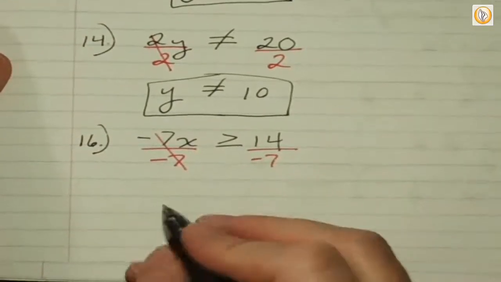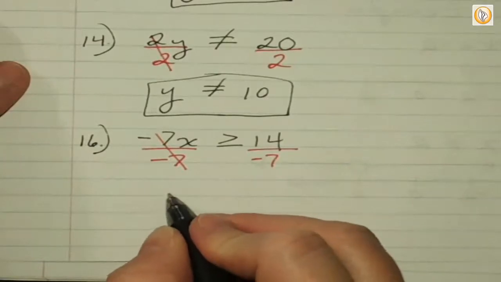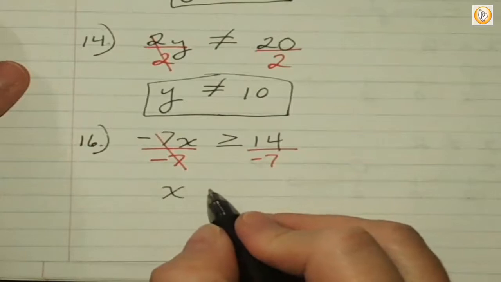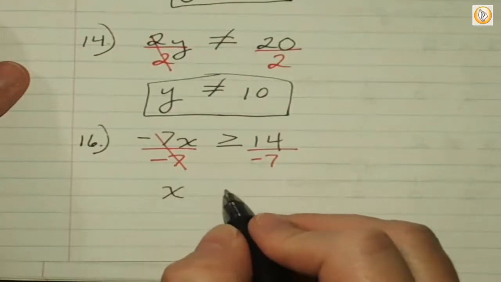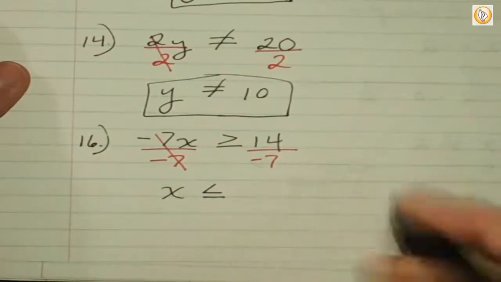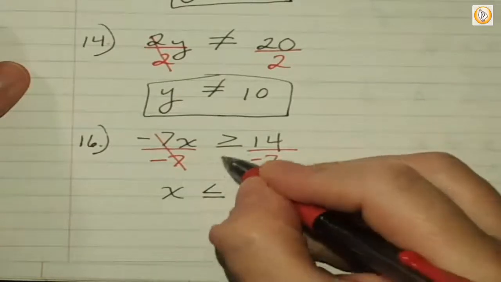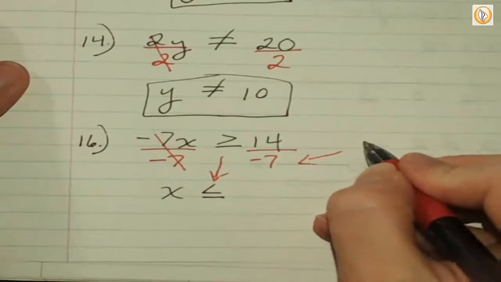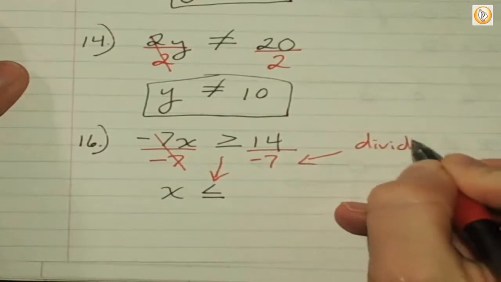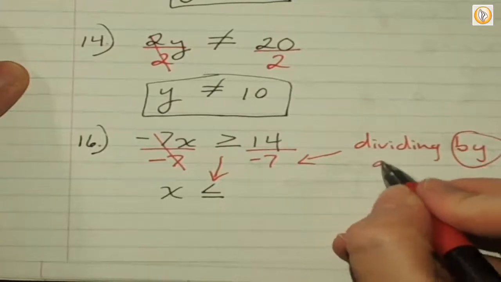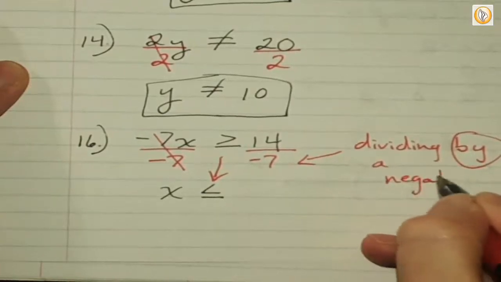Then you do that to 14. So it would be negative 2. So x is what? Is less than or equal to. Why do you say less than or equal to? If you flip the sign. Why are you flipping the sign? Because we're dividing by a negative.